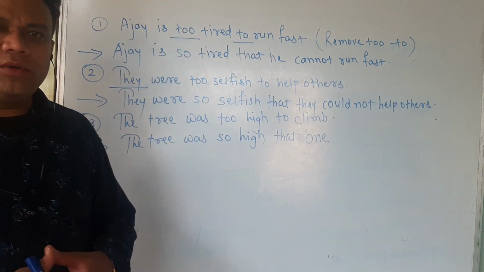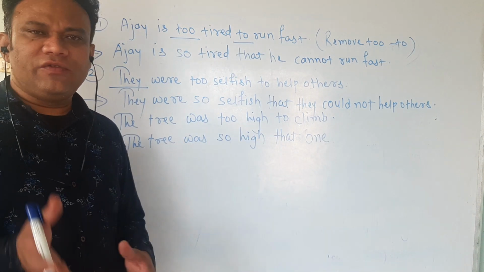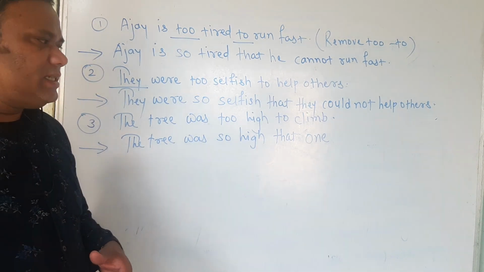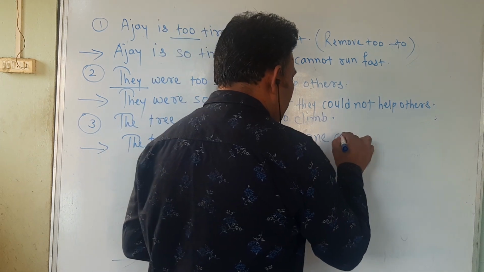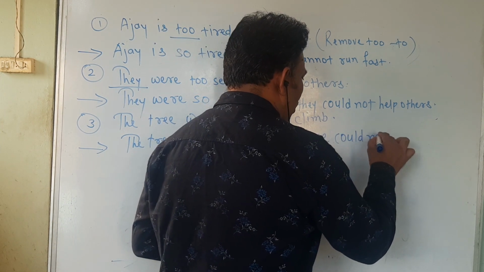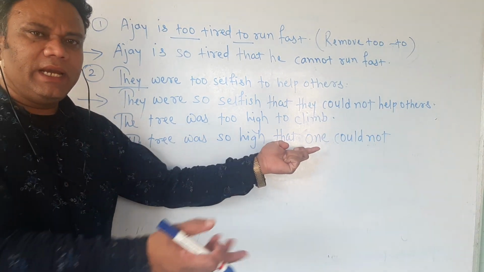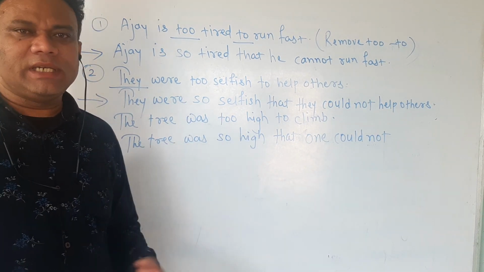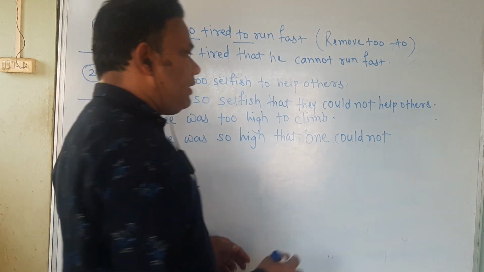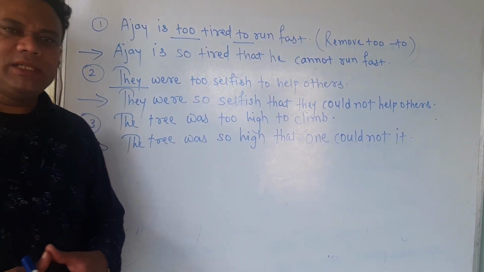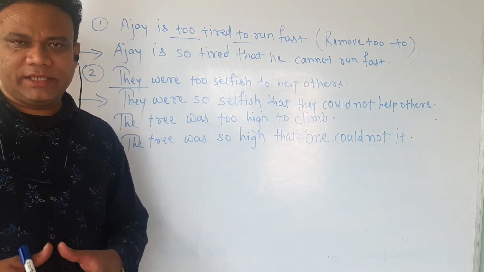After using the pronoun as per the tense of the given sentence, we have to use cannot or could not. Was is there means past tense is there. So we have to use could not. And whenever we use one in that sentence to complete the meaning of the sentence, at last we have to write it.